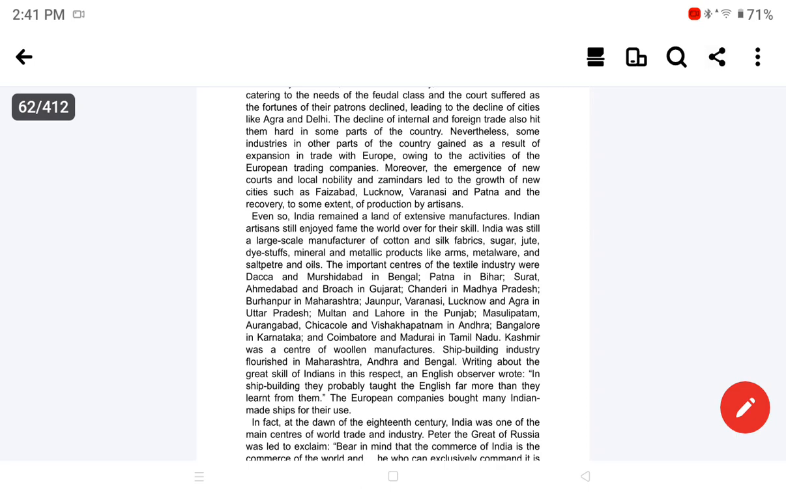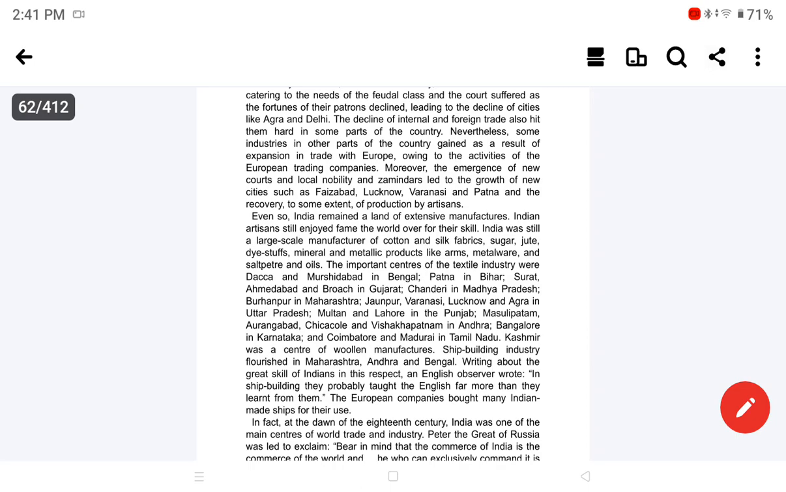The important centers of the textile industry were Dhaka and Murshidabad in Bengal, Patna in Bihar, Surat, Ahmedabad, and Bharuch in Gujarat, Chanderi in Madhya Pradesh, Burhanpur in Maharashtra, Jaunpur, Varanasi, Lucknow, and Agra in Uttar Pradesh, Multan and Lahore in the Punjab, Masulipatanam, Aurangabad, Chikkakol, and Visakhapatnam in Andhra, Bangalore in Karnataka, and Coimbatore and Madurai in Tamil Nadu. Kashmir was a center of woolen manufacturers.